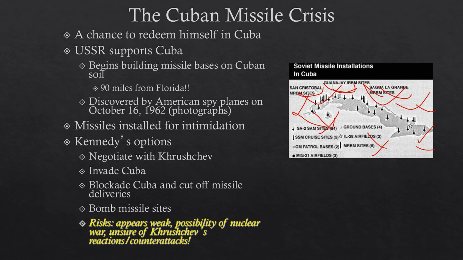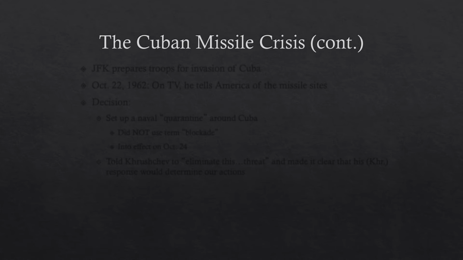So Kennedy wasn't sure what to do. All of these options had risks. They either made him look weak or would lead us to nuclear war, and Kennedy was very nervous. So Kennedy does a couple of things. Again, these situations really lit a spark in Kennedy. He prepares his troops for an invasion of Cuba. Is he going to invade them? I don't know. It depends on Khrushchev, but at least he was ready if it came to that point.